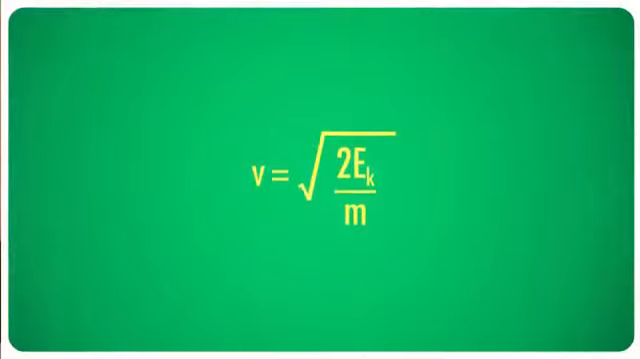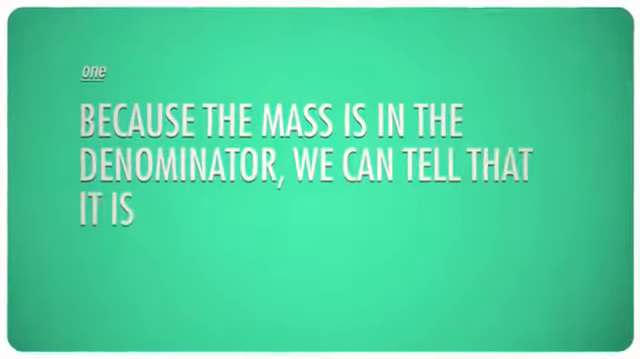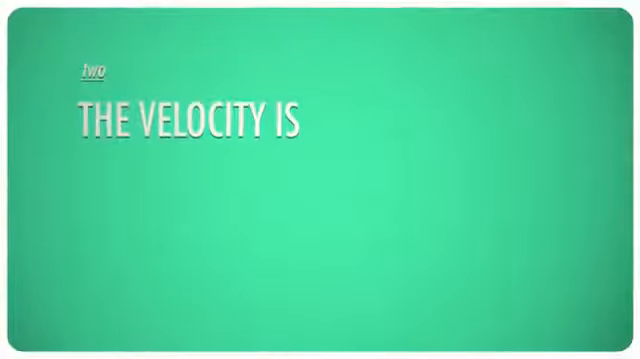If we rearrange the formula, we find that the velocity of a body equals the square root of 2 times the kinetic energy divided by its mass. This little math exercise highlights 2 important points. One, because the mass is in the denominator, we can tell that it is inversely proportional to the velocity, meaning that bigger masses move more slowly than smaller masses that have the same kinetic energy. And 2, the velocity is proportional to the square root of the mass, meaning that a fairly large change in mass is required to make a significant change in the velocity.